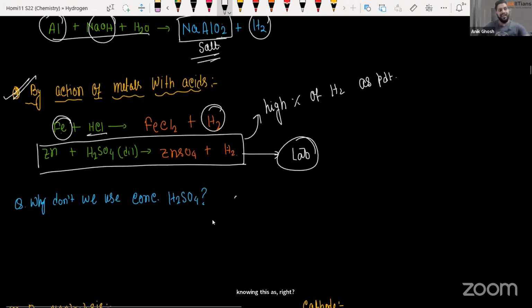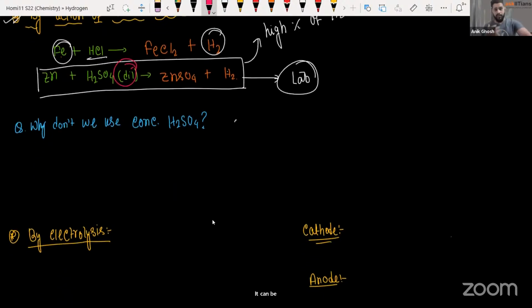Now, guys, why is it dilute? Okay, I'll be looking at the doubts in a minute, guys. Why is it dilute, not concentrated? That's the first question. Second question is, why is it sulfuric acid? It can be any other acid as well that we can use in the lab, isn't it, guys? Because you learned in grade 10 that when a metal reacts with an acid, it gives you hydrogen gas. So it can be any acid we could have been using there. So why is it only H2SO4?